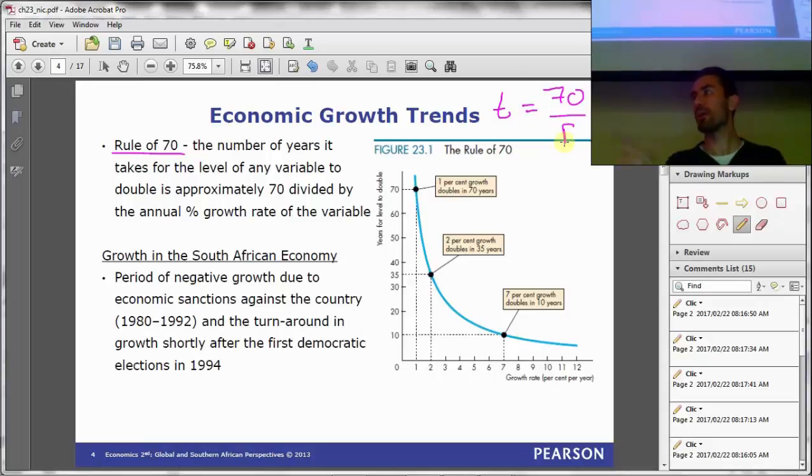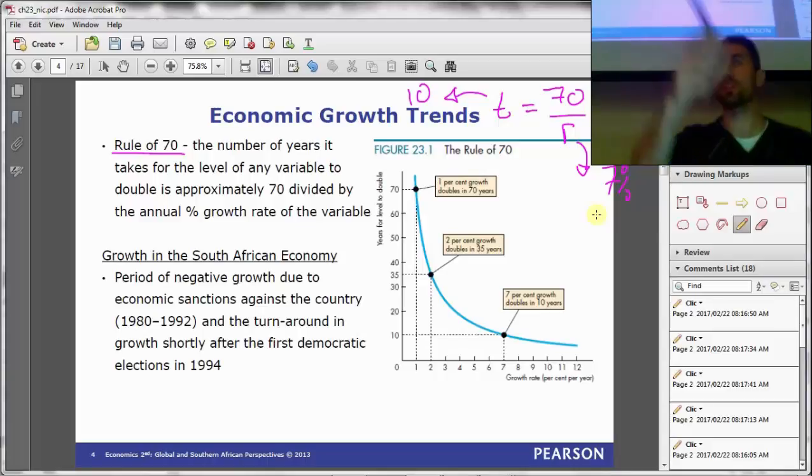I'll get with you in a sec. So if I'm looking at the time taken for something to double, and that time is 10 years, what does that tell you the interest rate was on average over that period? 70 divided by what equals 10? 7. In other words, over those 10 years, the interest rate or the GDP growth rate was approximately 7%.